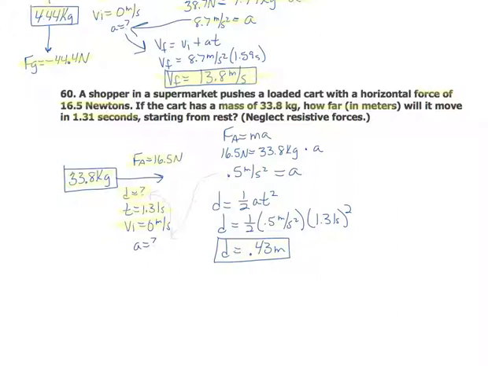So quite simply, my applied force is going to be my net force. So substituting 16.5 in for the applied and 33.8 in for the mass, I can find the acceleration of the cart being 0.5 meters per second squared. I can use that along with the other information in order to find distance. So my distance is equal to half the acceleration times time squared. Substitute my newfound acceleration. Don't forget to square the time, and we have a displacement, or distance, of 0.43 meters.